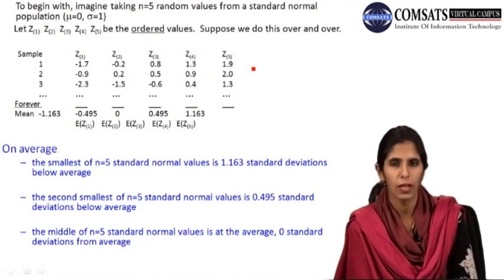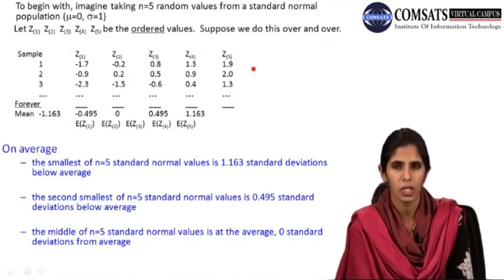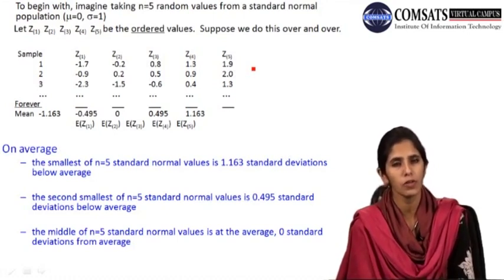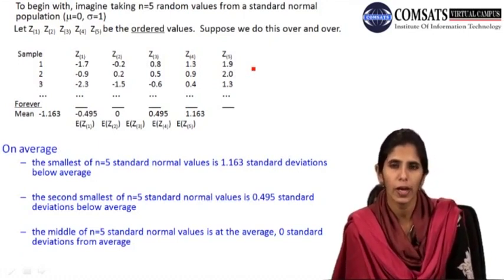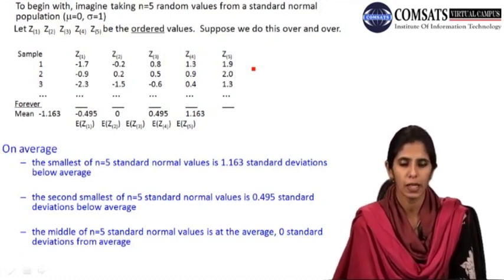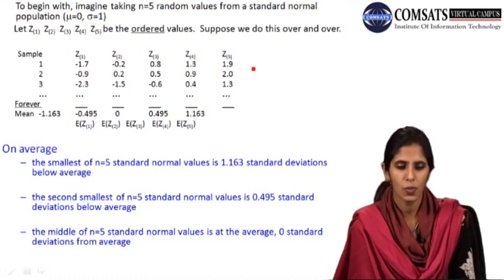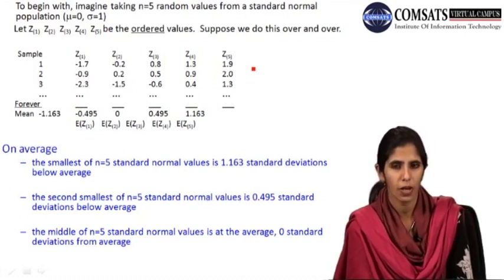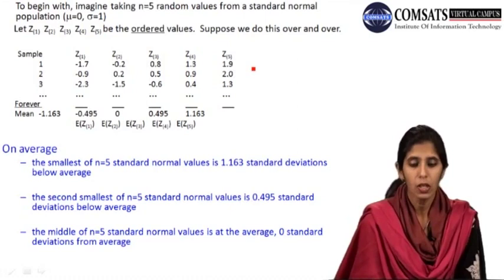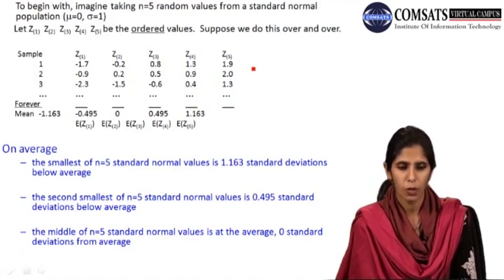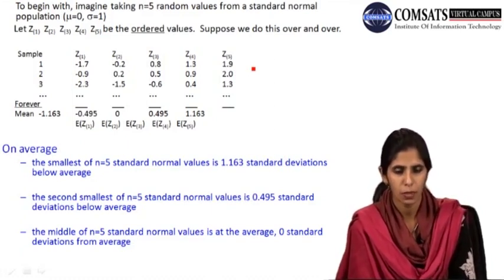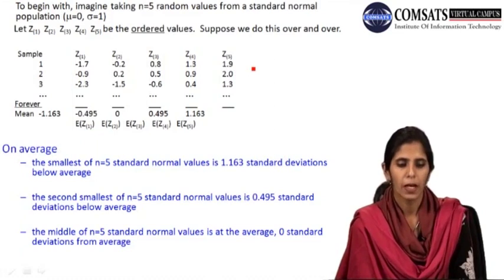The presentation of values in the given graphical presentation: there we just shift their values back and forth and acquire multiple ordered values, and we repeat this experiment again and again. So here we get results Z1, Z2, Z3 and so on up till Z5. To begin with, we imagine taking n = 5 random values from a standard normal population where mu is equal to 0 and sigma is equivalent to 1.